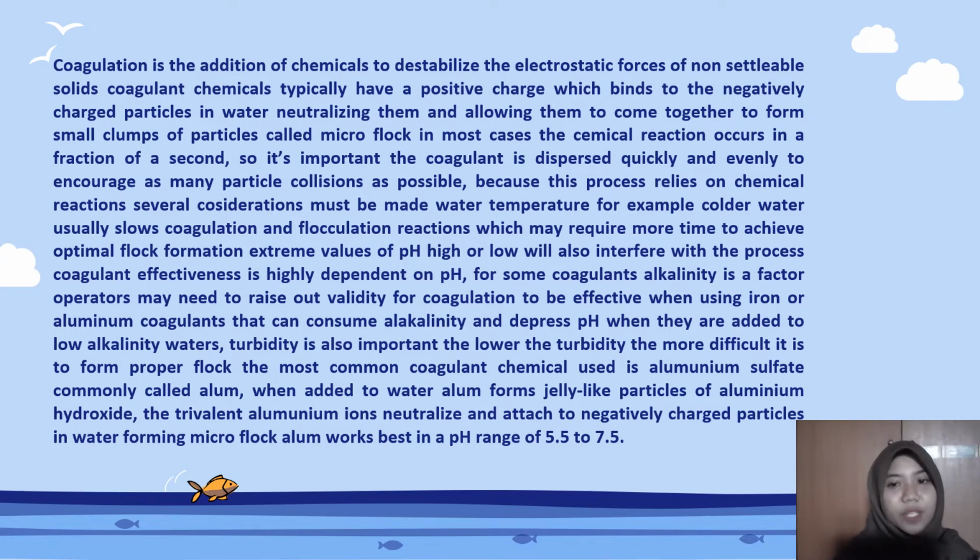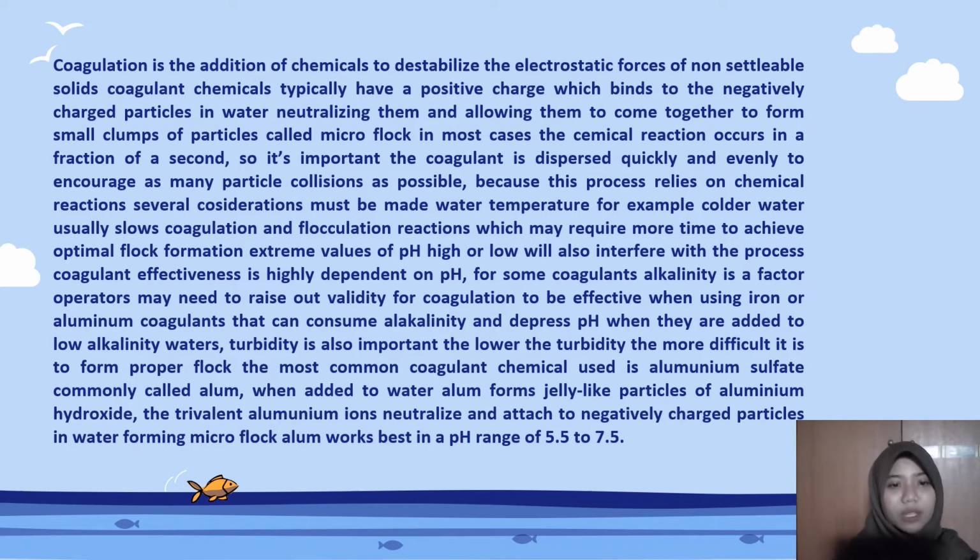Because this process relies on chemical reactions, several considerations must be made. Water temperature, for example, colder water usually slows coagulation and flocculation reactions, which may require more time to achieve optimal floc formation. Extreme values of pH high or low will also interfere with the process. Coagulant effectiveness is highly dependent on pH. For some coagulants, alkalinity is a factor.